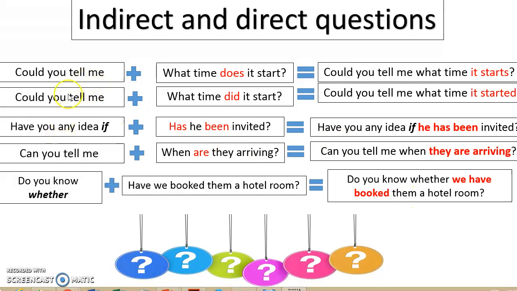So, conclusion, you can use any of these phrases, right? And you can transform any direct question into an indirect question, as long as you do it correctly. So keep that in mind. For example, I could say, do you know what time it starts? Or have you any idea what time it started? Can you tell me whether or if we've booked them a hotel room? So you can make all the combinations you want and you will have lots of fun with it.